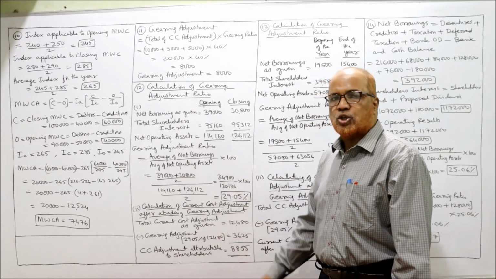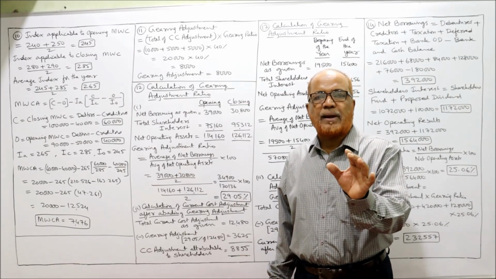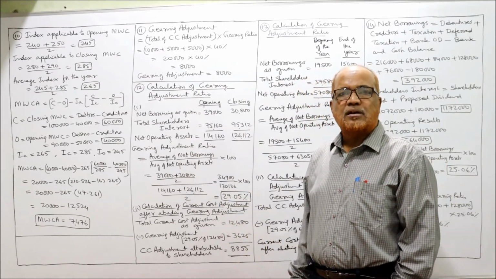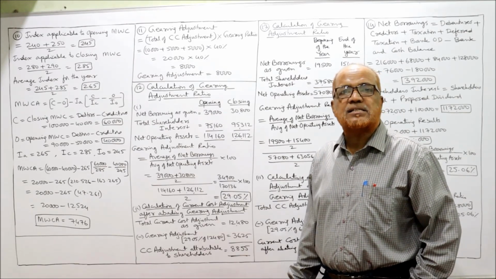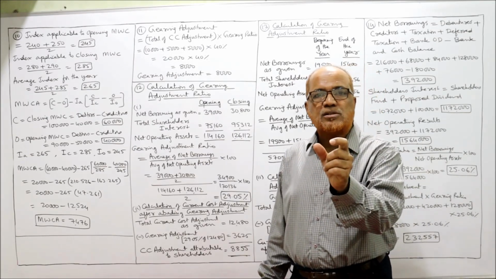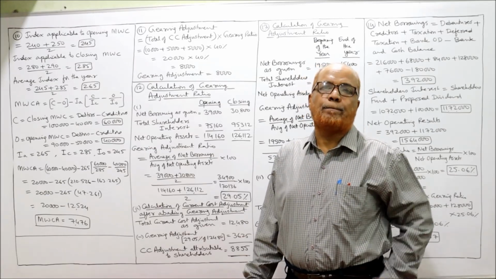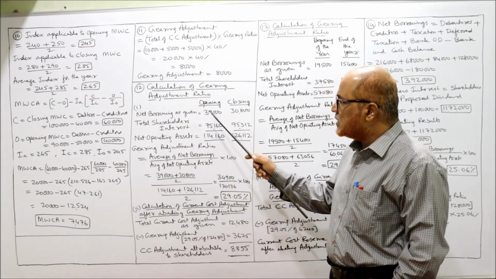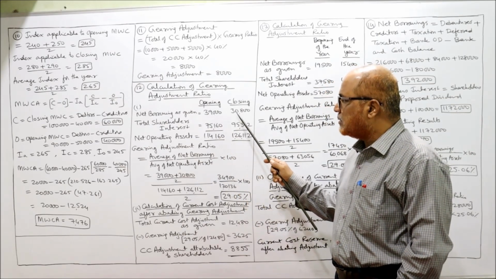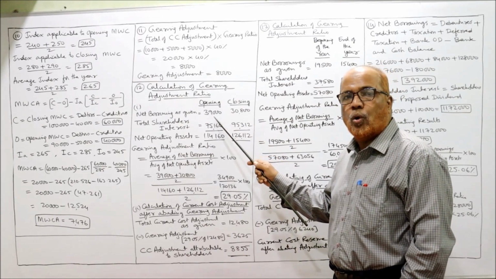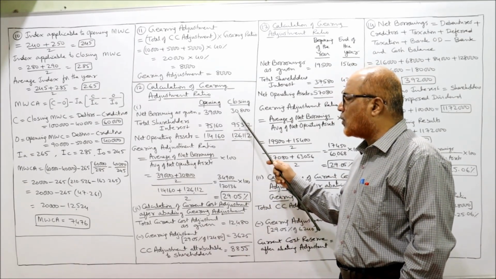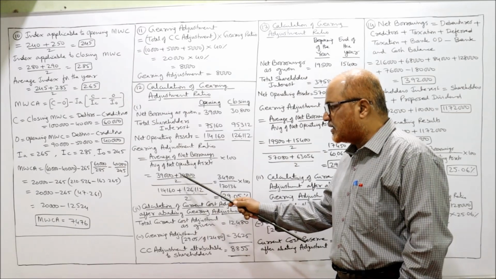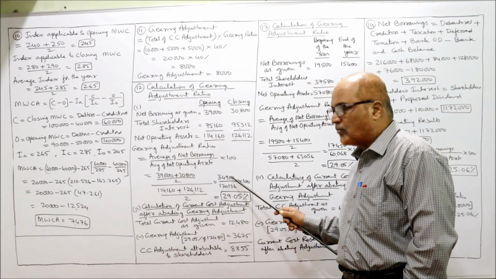Now the gearing adjustment ratio. Now concentrate here. First time we are applying a formula to calculate gearing adjustment ratio. Average net borrowings divided by average net operating assets into 100. Average means opening plus closing divided by 2. So here, the numerator is average net borrowings. Net borrowing as given, 39,000 plus 30,800 divided by 2. Opening borrowings 39,000, closing borrowings 30,800. You add up these two and divide by 2. You are getting 34,900.